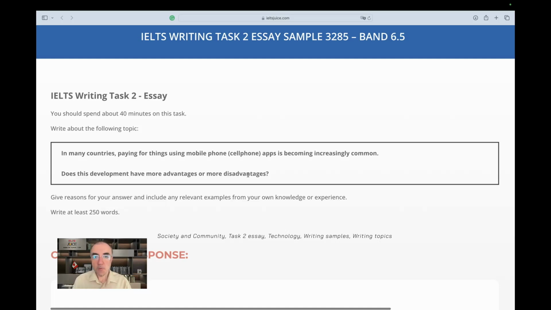So what IELTS wants to see here is the writer's opinion, but the writer's opinion is conditioned to show that you believe there are more advantages or there are more disadvantages. You need to show that there are advantages and there are disadvantages. And at the same time, you need to show which one is higher than the other one.